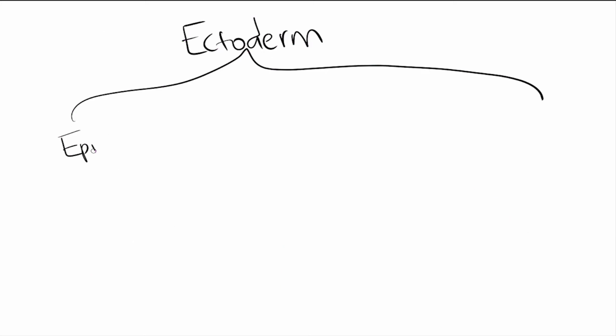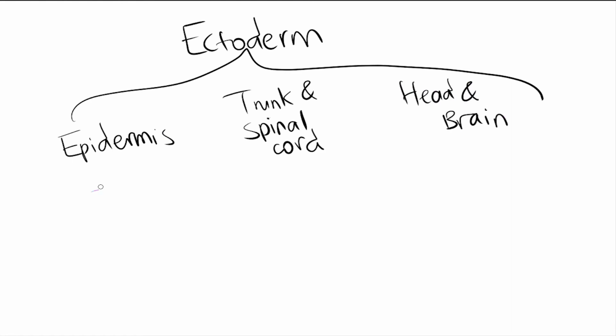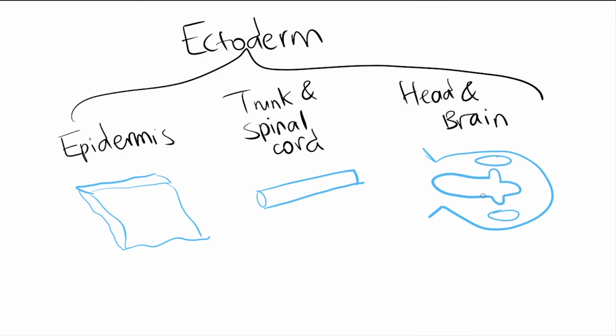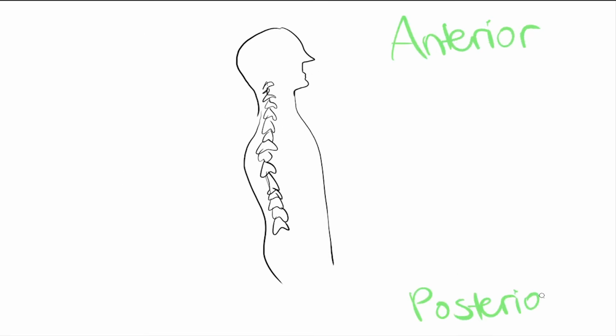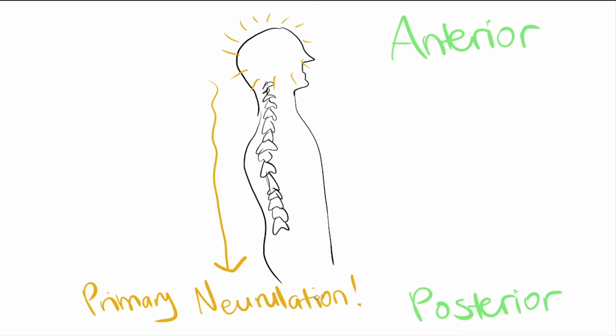Neurulation is the process where the three ectodermal regions, the epidermis, trunk and spinal cord, and head and brain, become physically and functionally distinct from one another. In other words, this is the stage where the vertebrae of an organism begins to form. It begins at the head region, or anterior end, as some will expect, and gradually progresses to the tail, or posterior end. I will be going over primary neurulation, which is present in the chick and mammalian embryos.